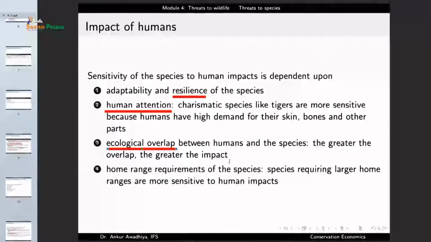Next, we have the home range requirements of the species. The species that have larger home ranges are more sensitive to human impacts. Why? To take an example, let us consider elephants. Now, elephants require hundreds of square kilometers of area for a small population.